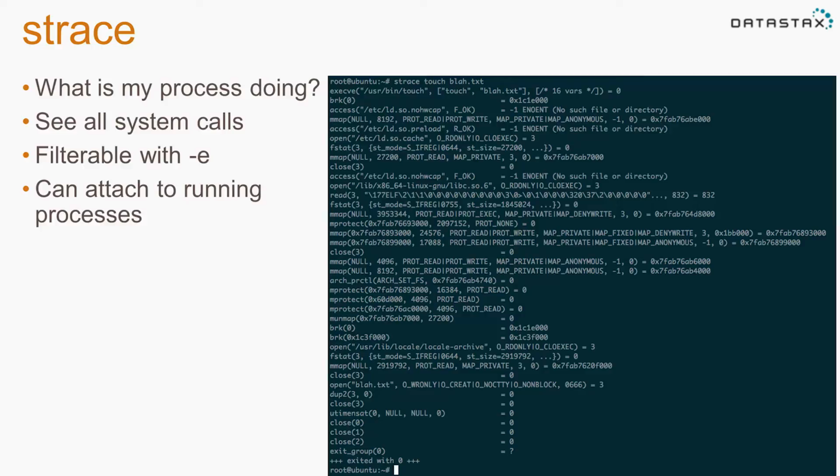strace. So this is really good to find out what a particular process is doing, right? Look at all the system calls. In this example, we're just touching a file, blah.txt, and look at all the system calls that actually happen just from doing that. So this is really, really nice. And you can attach it to running processes. You can pass some flags and filter things. Again, this should be in your toolbox, 100%.